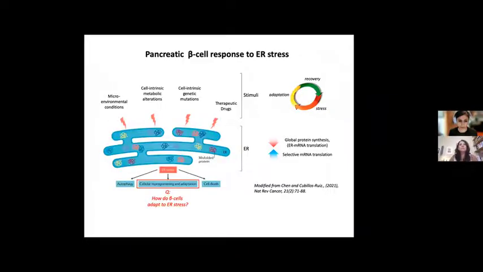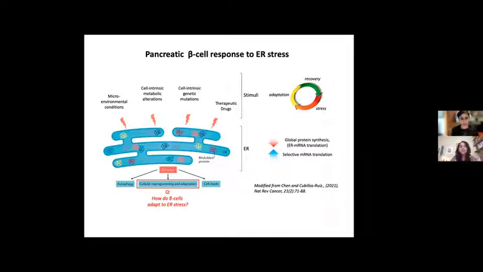To study this, we have to think how beta cells respond to ER stress. We know that proinsulin synthesis has an inherent component of ER stress in the beta cells all the time. However, additional factors (microenvironment, metabolic alterations, genetic mutations, therapeutic drugs) increase the ER stress on the beta cells. Beta cells adapt by reprogramming their transcriptome and translation in a way to downregulate things that overload unfolded proteins in the ER and increase the ability of the ER to process these proteins.